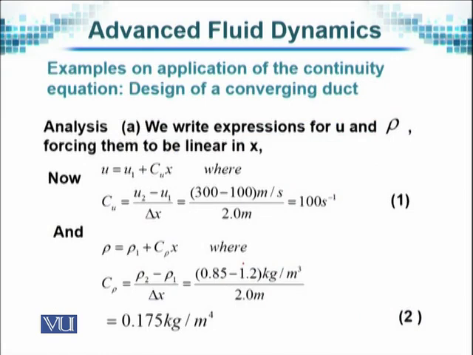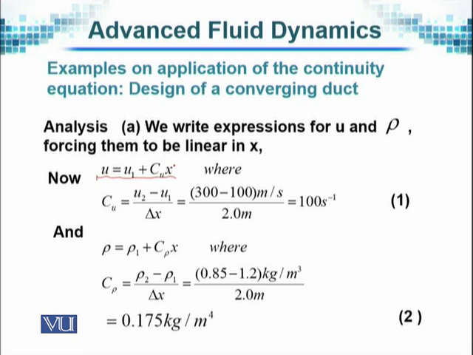When we look for the solution, since the axial velocity u is supposed to keep linearly increasing, we simply say that u is equal to u1 plus cx. So you can see that it is linear in x and u1 is its initial value.